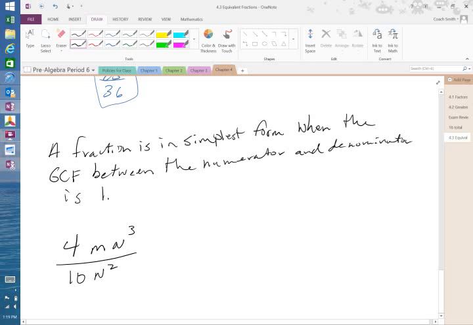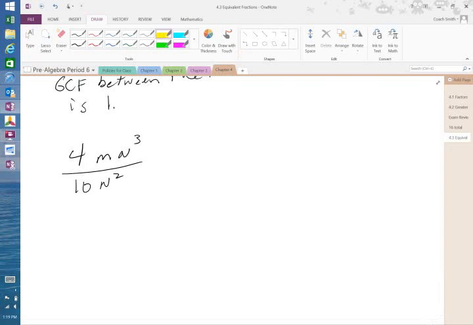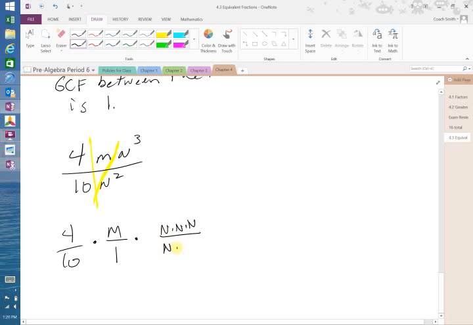And they want you to simplify that. Put it in simplest form. Okay? Well, what we've got to do is divide that fraction up into its parts. So, 4 over 10, m over 1, and n times n times n over n times n. In other words, the top is n times n times n, which represents n to the third. On bottom is n times n, which is n to the second.